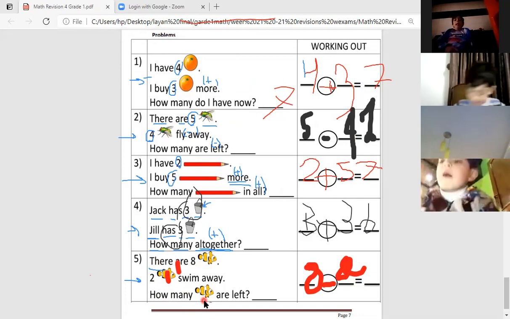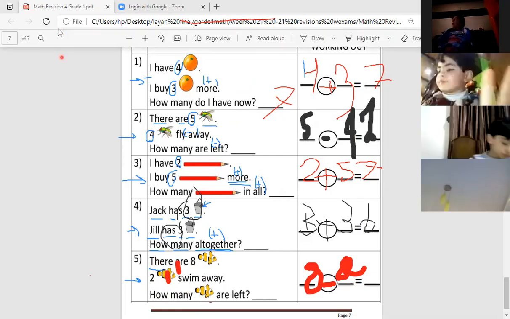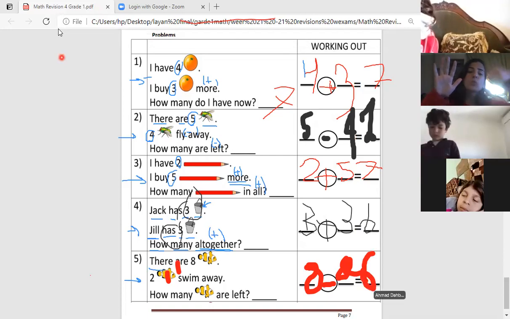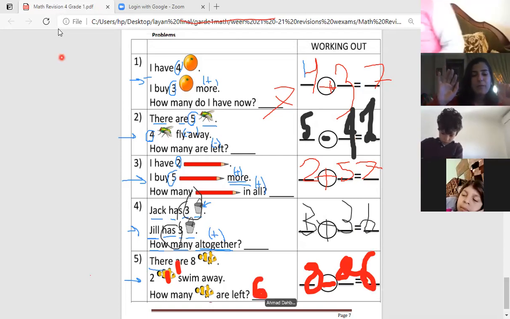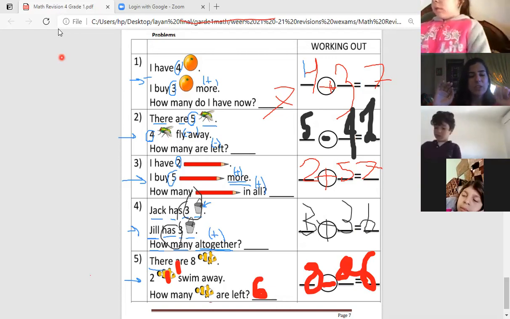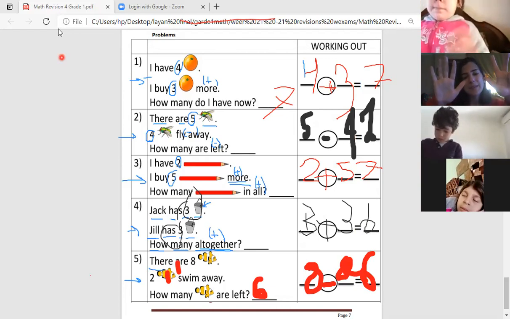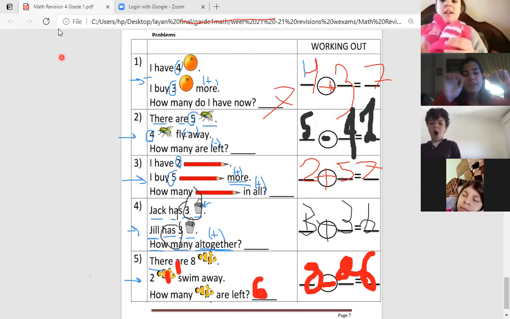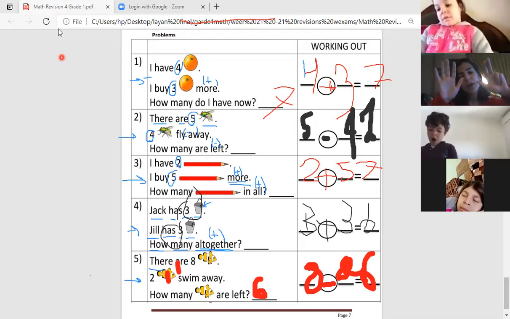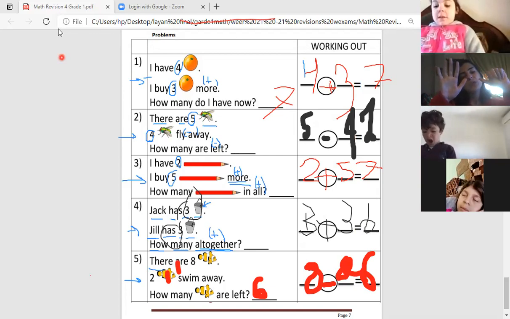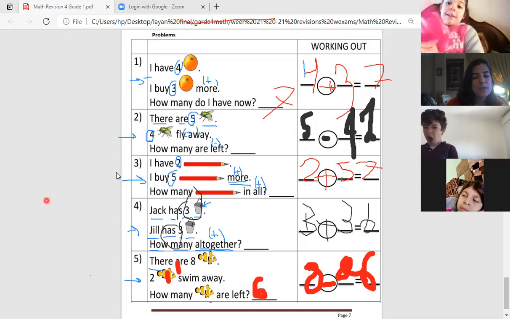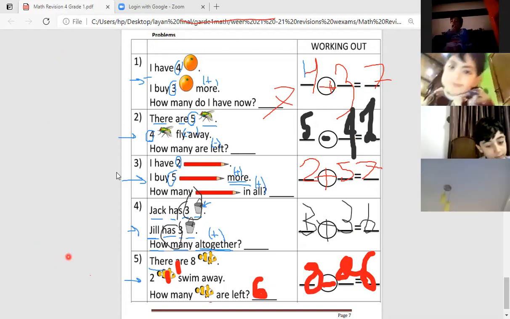Okay, so I have 8 fish. I have eight. And 2 swim away. Subtraction or addition? Bravo, minus. Bravo, subtraction, minus. Okay, 8. 2 swim away. So 2 swim away. How many do I still have? 6. 8 minus 2 equals 6. Great job, Ahmed. Bravo.